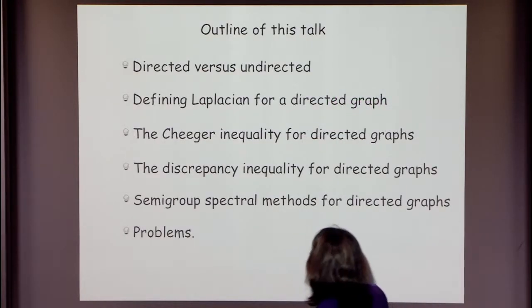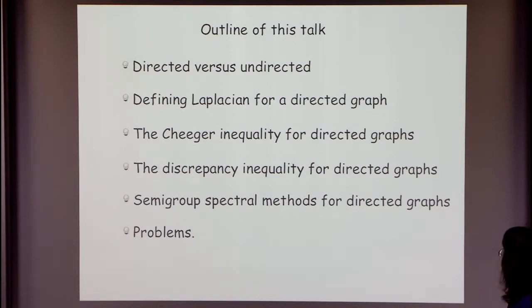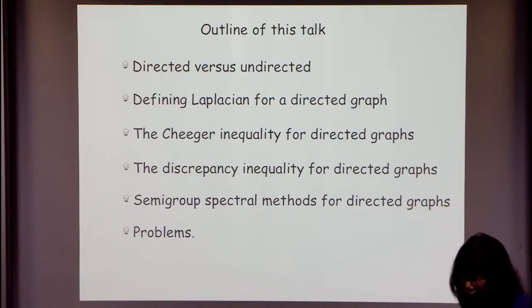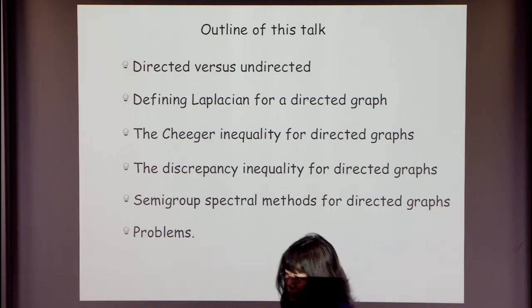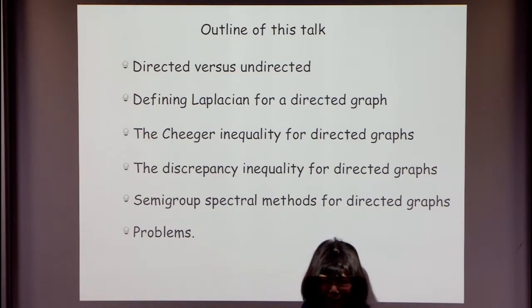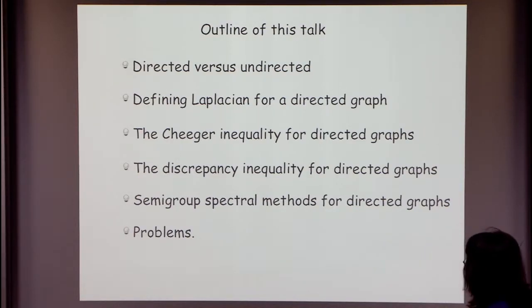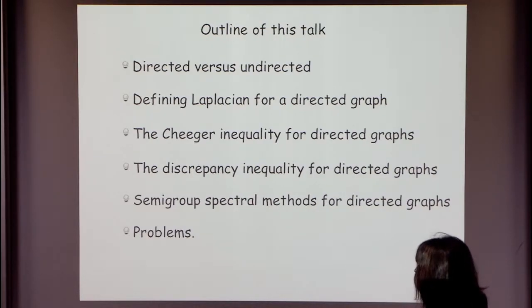Okay, so here is the outline of the talk. We're going to define the Laplacian and get the Cheeger inequality proof, and have a discrepancy inequality proof, which is different from the Cheeger inequality, so a stronger version. And then for graphs, usually we have tools. If the graph is very nice, with a great deal of symmetry, then you can use group representation. I think in earlier talks today we heard some from Percy's talk. But in fact, for directed graphs, semi-group methods come in.